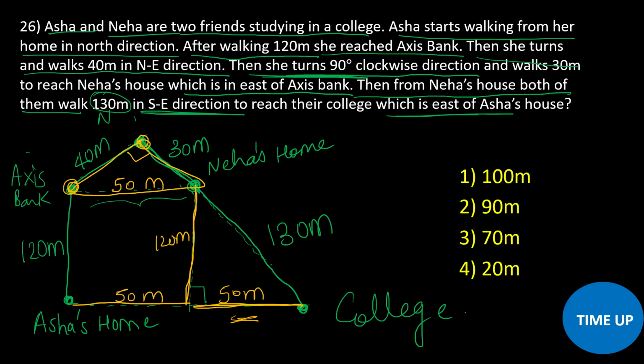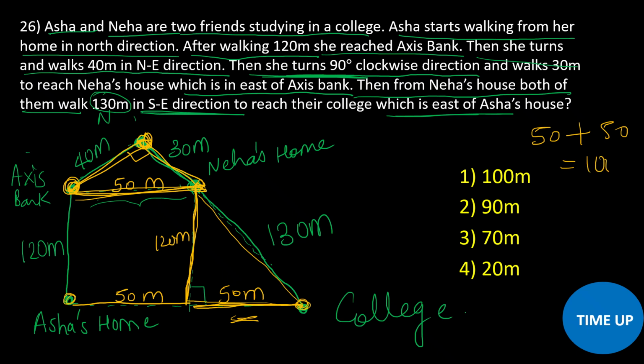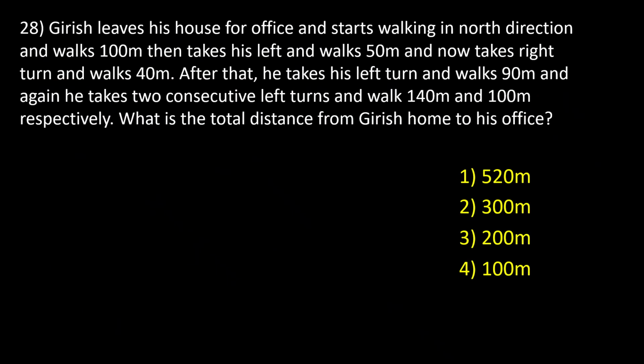So two times I have used the Pythagoras theorem. For this triangle, I got this distance. Again for this triangle, I've used the Pythagoras theorem. So now from Asha's home to college I want. So what I will do? 50 plus 50. That will give you 100 meter. So 100 meter is your right answer. Next question on your screen and your timer starts now.